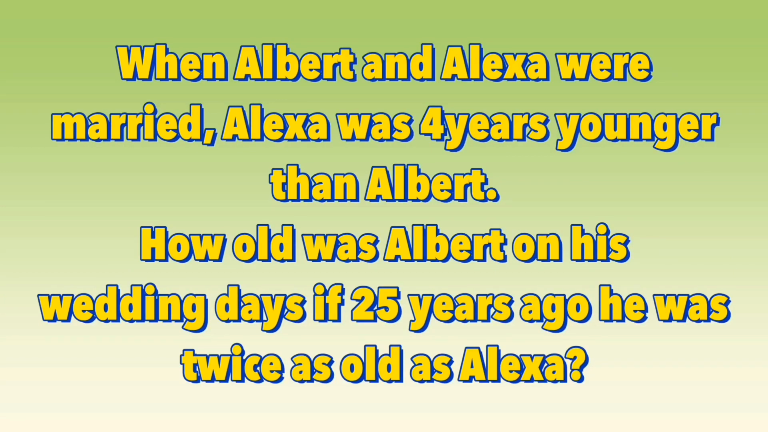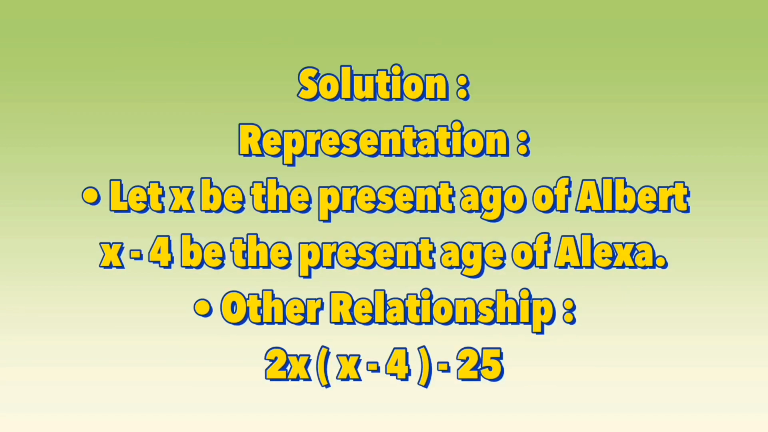Okay, next problem, number 10. When Albert and Alexa were married, Alexa was 4 years younger than Albert. How old was Albert on his wedding day if 25 years ago he was twice as old as Alexa? So the problem is asking for the present age of Albert on his wedding day.